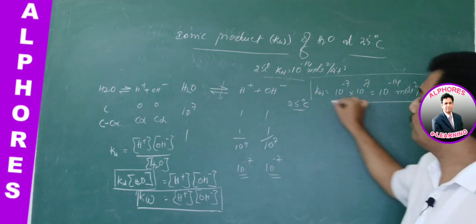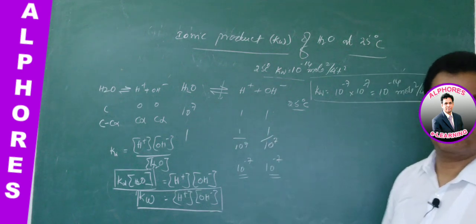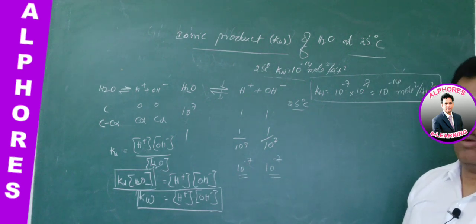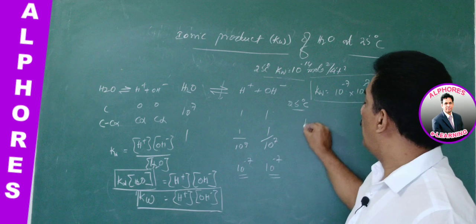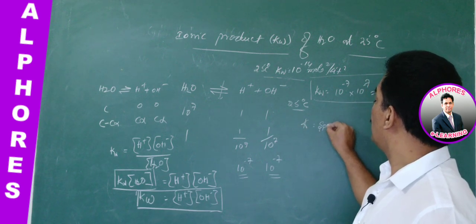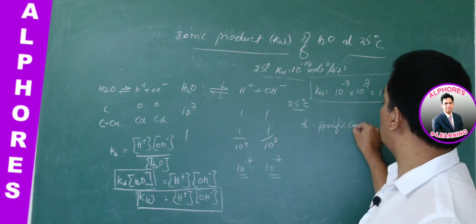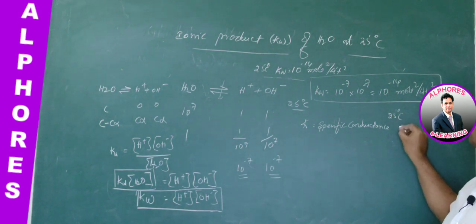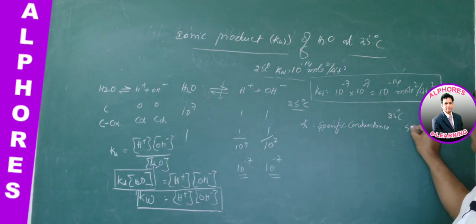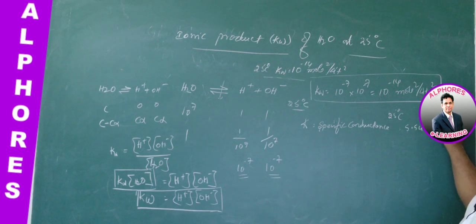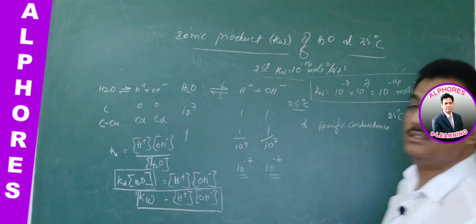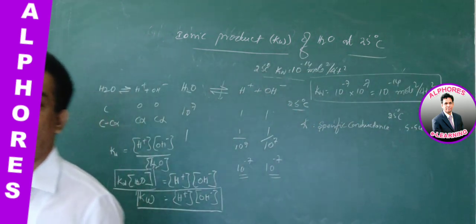Here we are imagining that this happened like this. But practically, is there any proof? Yes, here we have that proof. How? Just observe kappa. What is kappa? Specific conductance. The specific conductance of water at 25 degrees centigrade is found to be 5.54 into 10 to the power of minus 8 ohm inverse centimeter inverse, the specific conductance kappa.